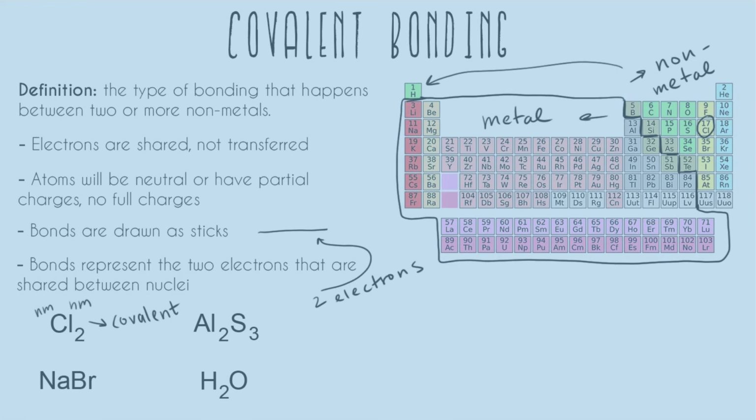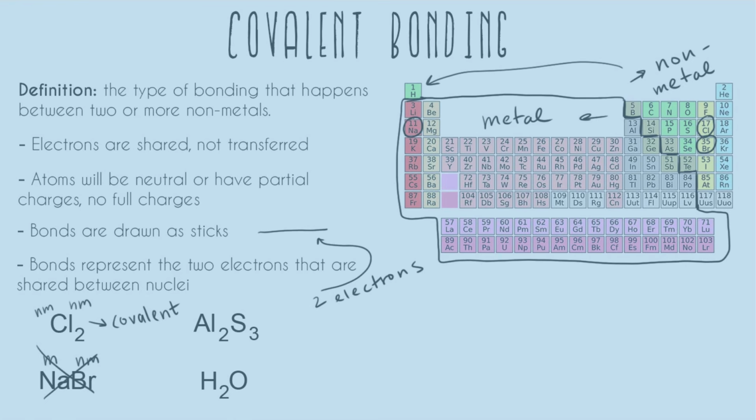Next, NaBr. We have sodium up here at number 11, and we have bromine over here at number 35. So one of our atoms is in the metal category. This sodium is a metal, even though bromine is not. So this means that this is not covalent. A metal and a nonmetal, that's going to be an ionic bond.